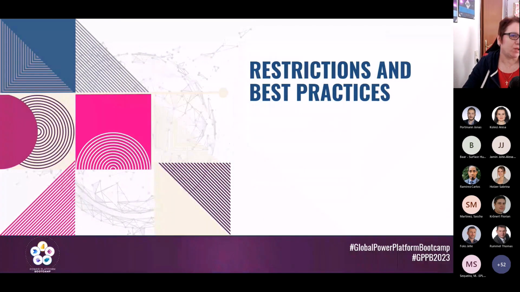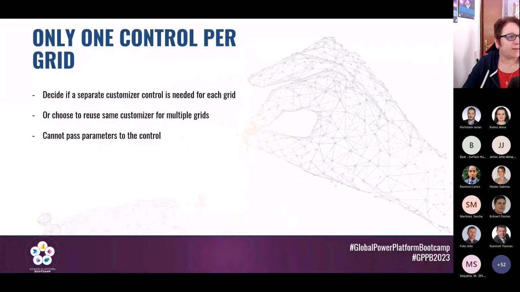There are some restrictions and best practices we should take care of. We can decide for each grid to use a different customizer control. That's possible. We can make it a little bit generic and try to use it for more grids. The problem is we cannot pass more parameters. We only have this one line where we can declare the name of the control. We cannot make something generic and customize it for this use case or not. But we can choose the way we want to apply it.